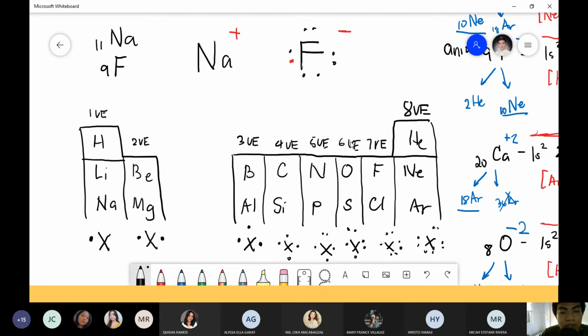Again, that only applies to nonmetals, such as fluorine. Okay? So, ganun lang. Let's try it again with calcium and oxygen. Okay? Calcium and oxygen.